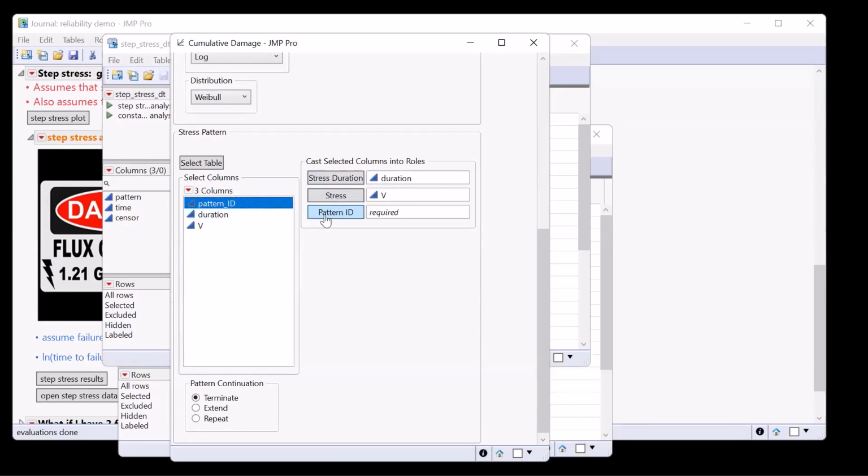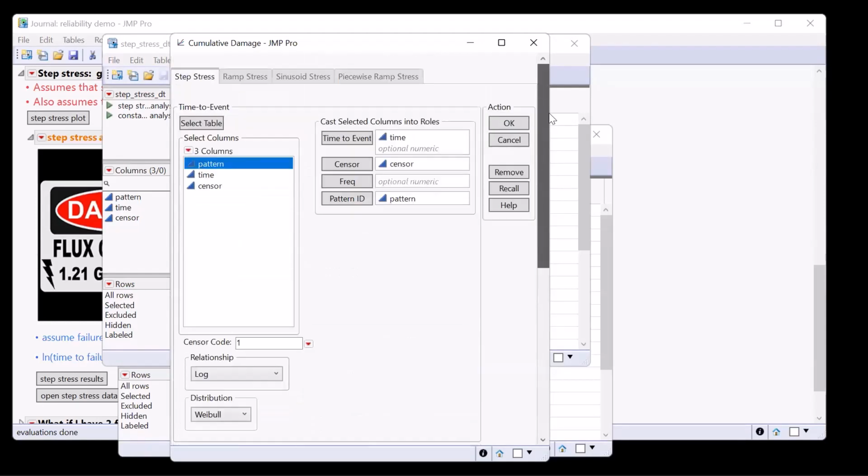Pattern ID is pattern ID. Right? Now I'm good. So I like this. Oh, by the way, there are other types of cumulative damage you can do. I could do a ramp where the stress varies continuously. I can do a sinusoid stress, etc. But I'm just going to focus on the step stress here today.